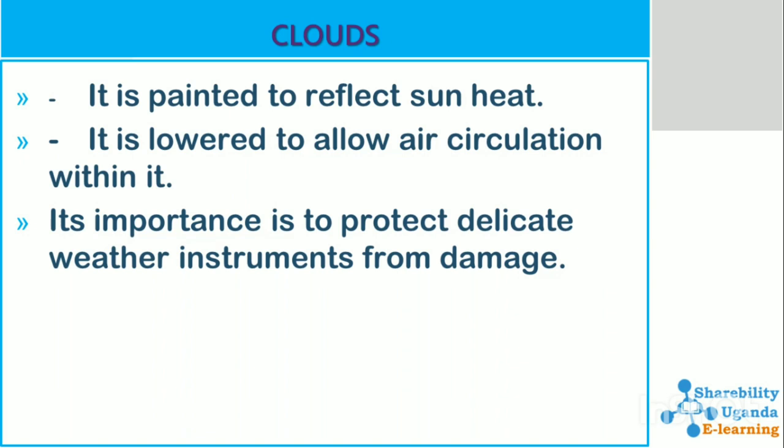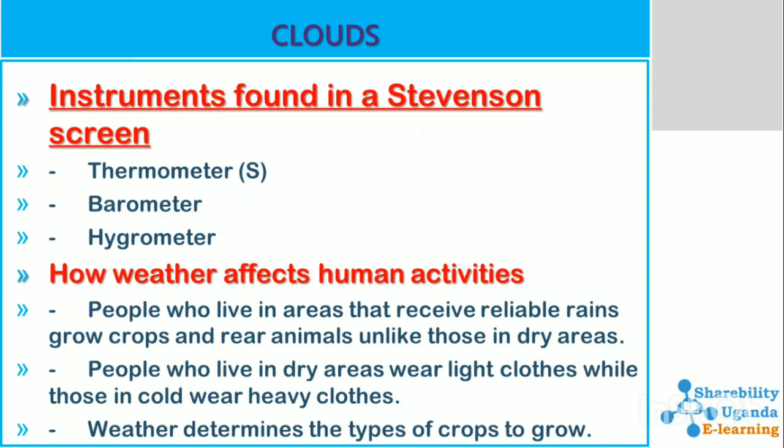Its importance is to protect delicate weather instruments from damage, for example the rain gauge, the barometers, the hygrometers, etc. What are the instruments found in a Stevenson screen? Those delicate instruments include the barometer, like I said, the thermometer, the hygrometer, etc. You can think of any delicate weather instrument that can be used on a weather station. All those delicate weather instruments are always stored in a Stevenson screen.